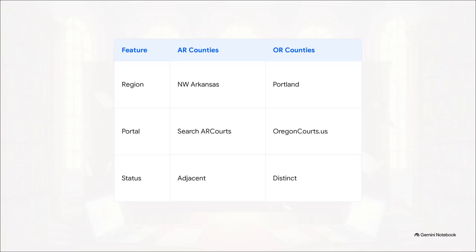Just to lock this in and keep the two states straight, in Arkansas, these adjacent counties are part of the Fayetteville-Springdale-Rogers metro area, and their specific online portal is called Search AR Courts. Meanwhile, those Oregon counties are distinct administrative units over near Portland, and they use OregonCourts.us. We're staying strictly in the Arkansas lane today.